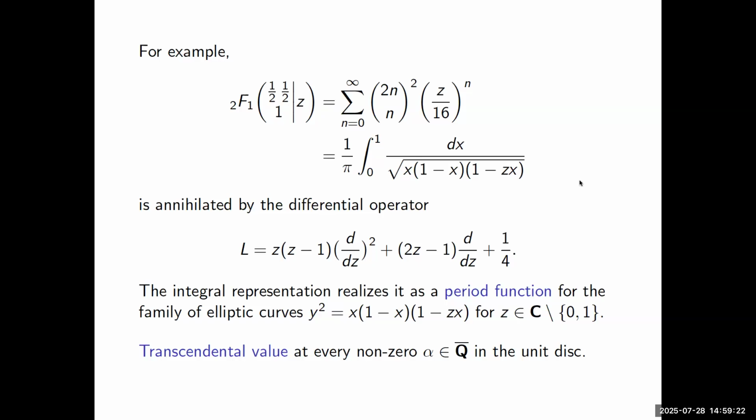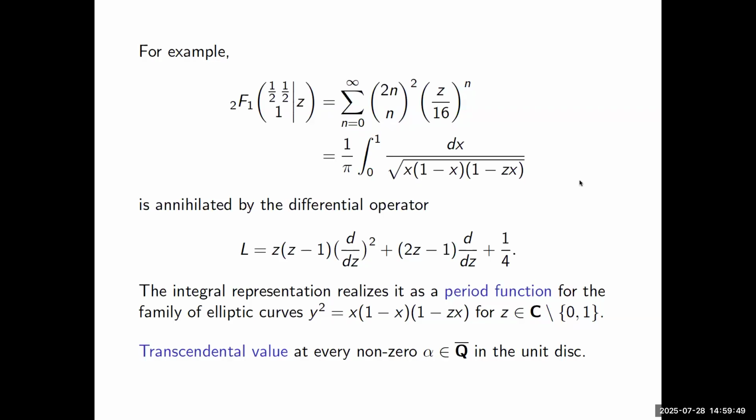So here, if you take z equal to 0, then you find the integral of dx divided by the square root of x times 1 minus x. This is not equal to 1. So is it equal to pi? So you need this factor 1/pi to match the constant term. And this integral representation realizes the hypergeometric series as a period function. So I will say a bit more later. And it's a period function.